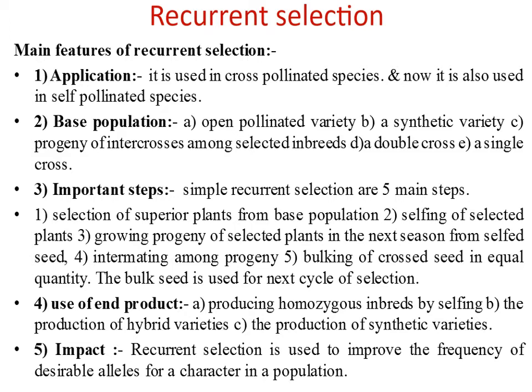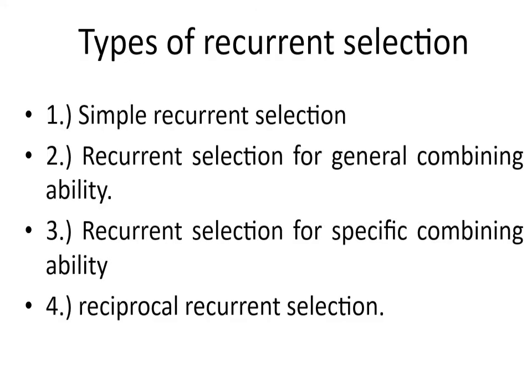Use of end product. Producing homozygous inbreds by selfing and the production of hybrid varieties. And third one, production of synthetic varieties. Impact. Recurrent selection is used to improve the frequency of desirable alleles in the population. Types of recurrent selection. There are four major types. First one, simple recurrent selection, then recurrent selection for general combining ability, recurrent selection for specific combining ability, and the last one, reciprocal recurrent selection.